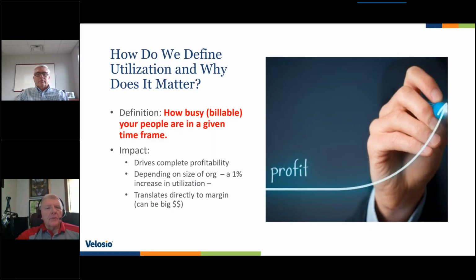So we're talking about resource planning and utilization. What is utilization and why does it matter? From the basics, for anybody that's done a college paper, you start with the definition of your problem. The definition of utilization is how busy or how billable your people are in a given time frame. We're talking specifically about professional services industries, businesses where your people and their hours are your inventory. Those are the things that you are selling, and that's what you're getting paid for as you sell those things off to other people.